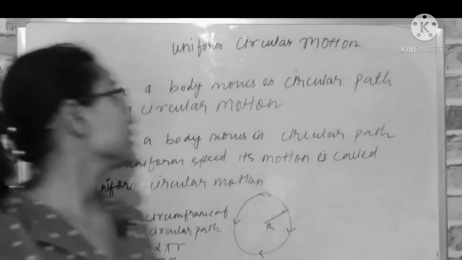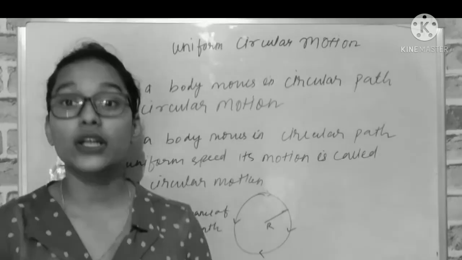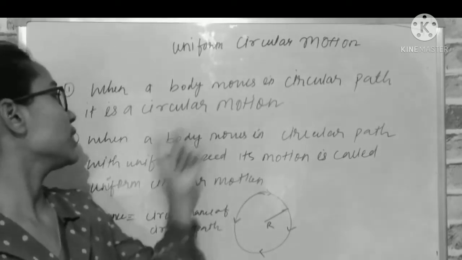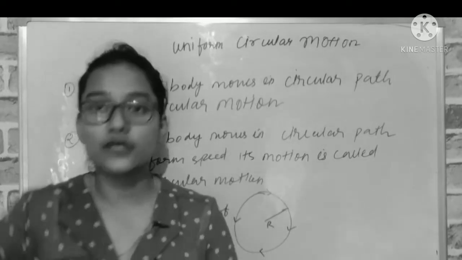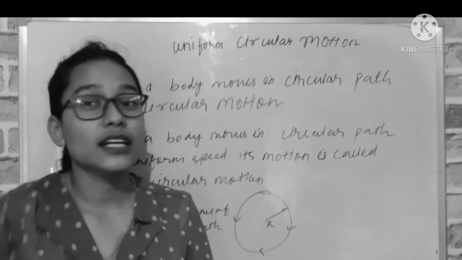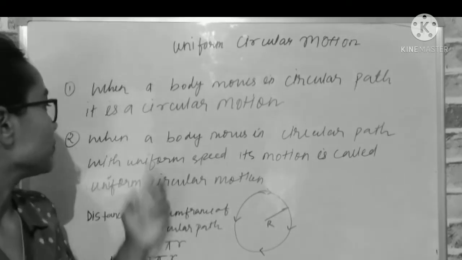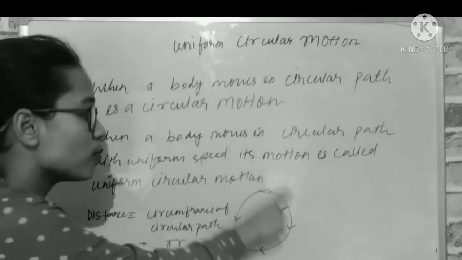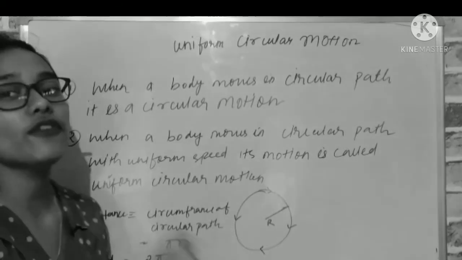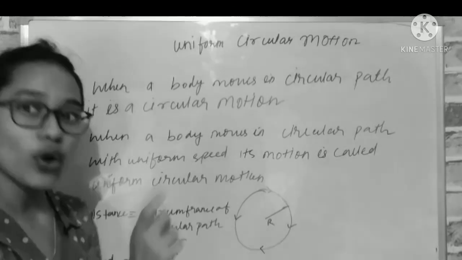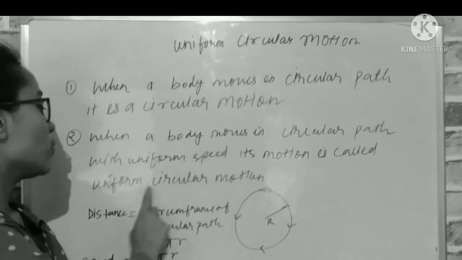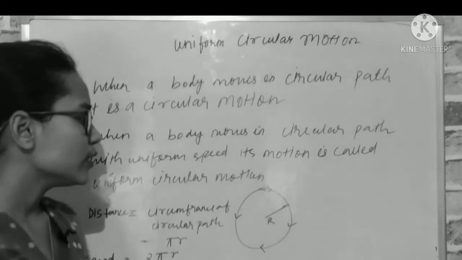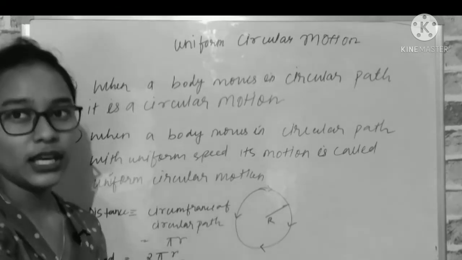Okay students, now let us discuss uniform circular motion. What is uniform circular motion? You see, if a body moves in a circular path, it is called what? Circular motion. When a body moves in a circular path with uniform speed, suppose the speed is constant, then the motion is called what? Uniform circular motion.